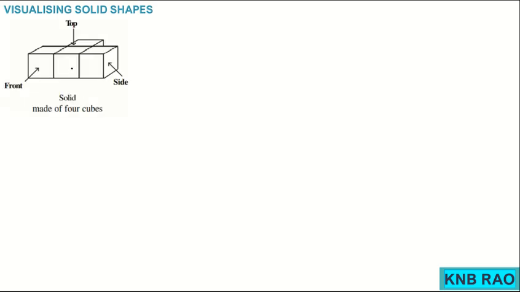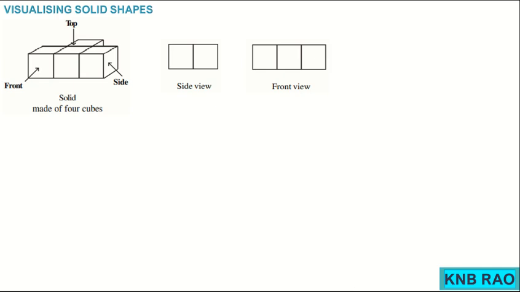Another shape I am taking, a solid made up of 4 cubes again. Here is that shape which comes normally in the brick game, the T-type shape. Here its side view will contain only 2 squares, whereas the front view contains 3 squares, and its top view contains 4 squares.